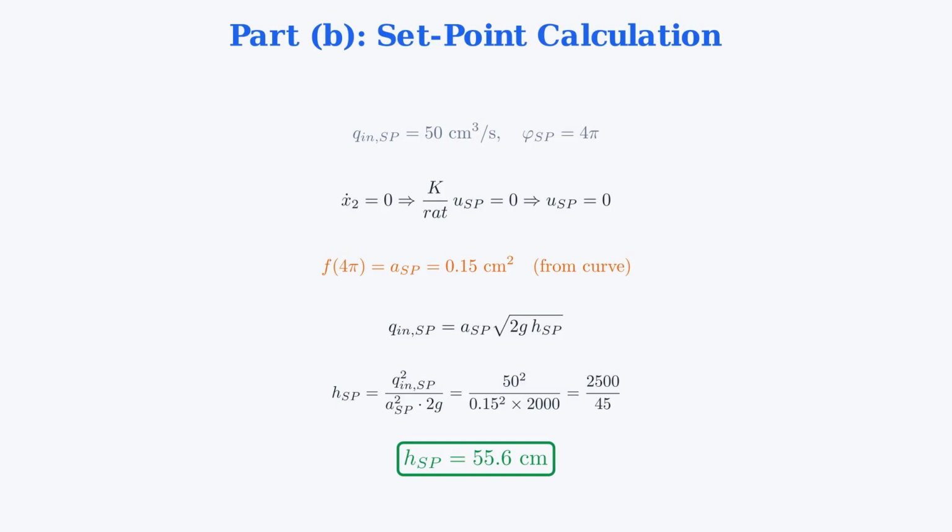From the characteristic curve, we read f of 4 pi equals 0.15 square centimeters. Now solve for h at the set point. H at the set point equals Q in at the set point squared divided by f of phi at the set point squared times 2g. Plug in 50 squared divided by 0.15 squared times 2 times 1000. That gives 2500 divided by 45 equals 55.6 centimeters. So our set point is h equals 55.6 centimeters, phi equals 4 pi, and u equals 0.